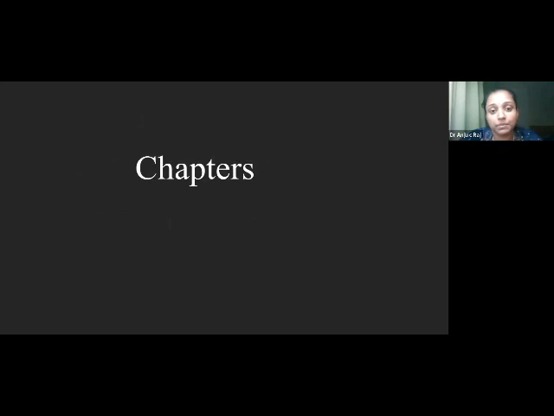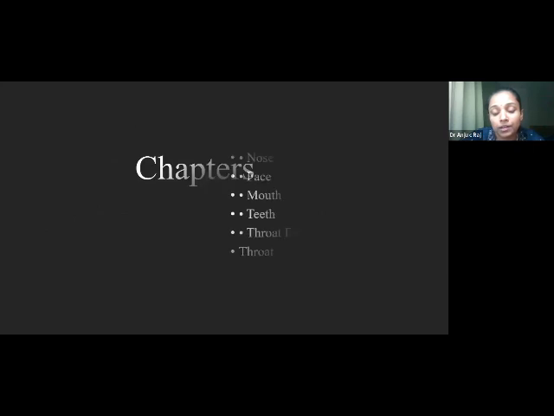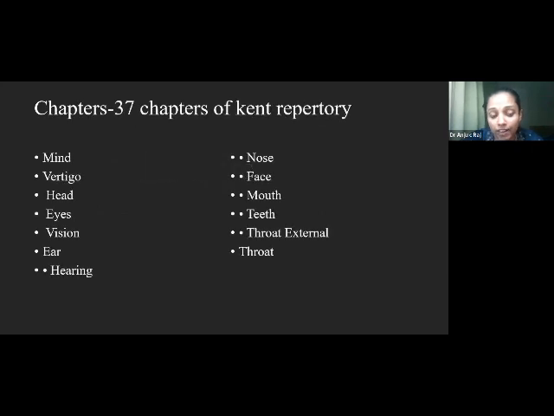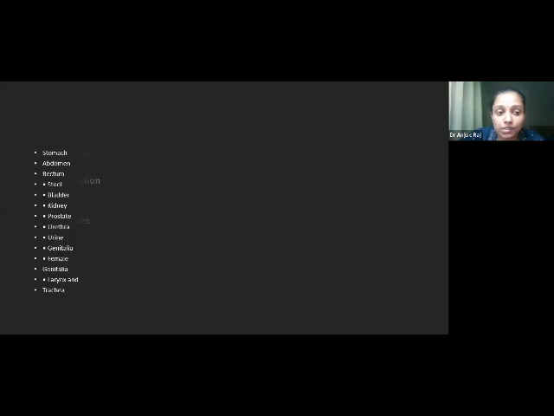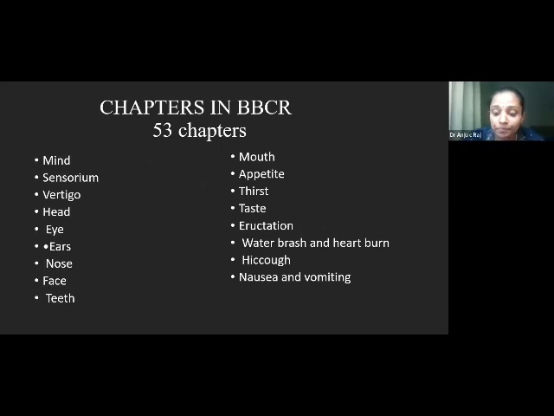Next, we go into the chapters. First, we start with the Kent repertory. How many chapters in Kent repertory? 37 chapters. When the urinary system is not divided, it is 33 chapters. Just go through the chapters. Next, in the BBCR, we get 53 chapters.